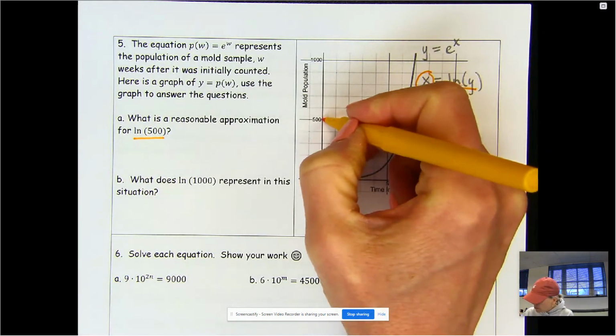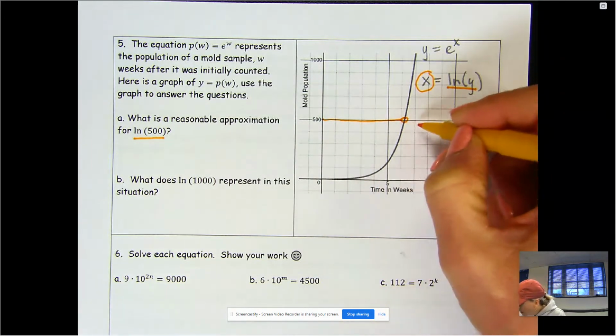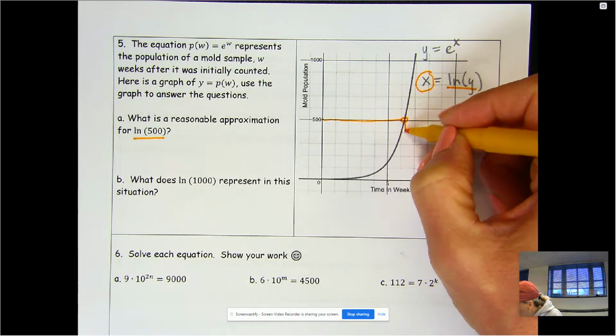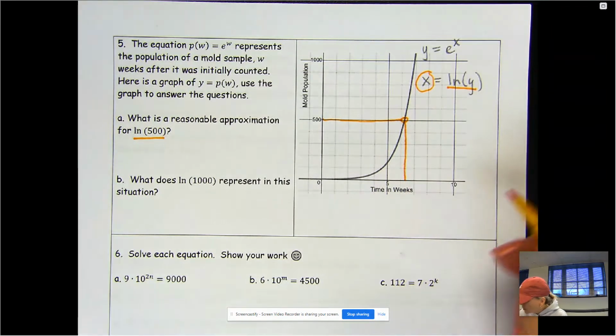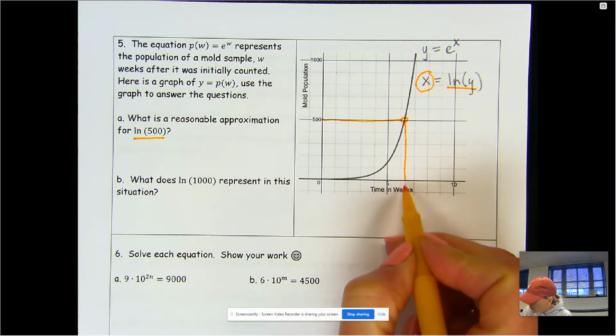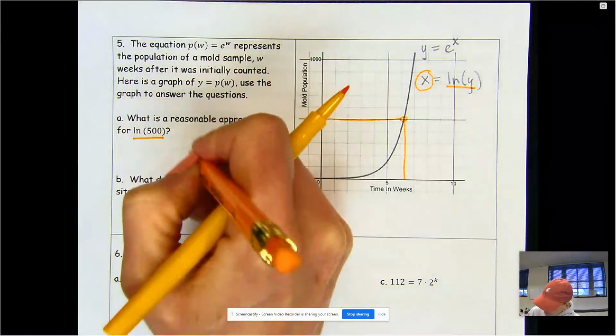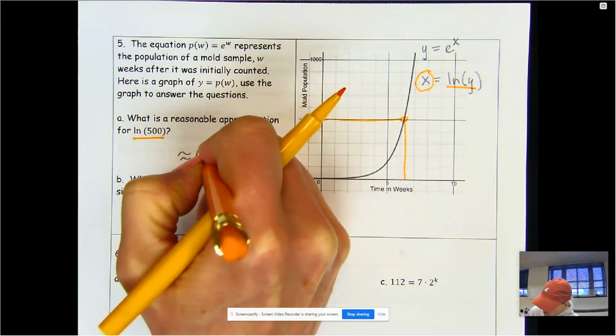So here's 500, follow it over. Here it is where it touches the function. And then bring it down here. These are counting by ones on the x-axis. So 5, 6, I don't know, about 6.2. I'm just going to write about 6.2.